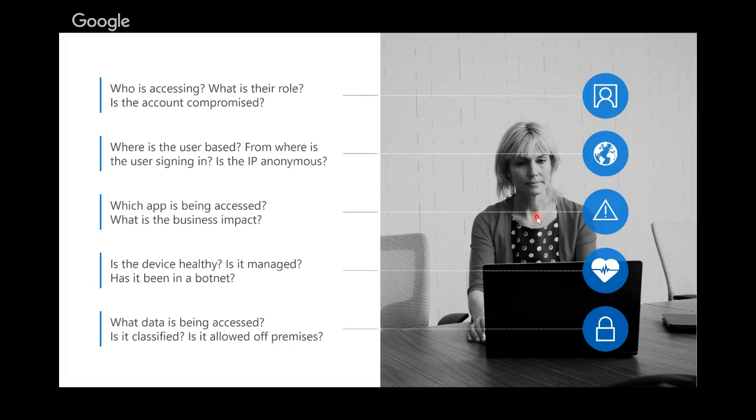The next question is: is this device managed? Has it been in a botnet or not? And the last question in this picture: what data is being accessed? Is it classified? Is it allowed to be shared outside or inside? How can we manage that? I don't know how many people have this type of approach, but we need to change our mindset and work with a big-picture security posture.